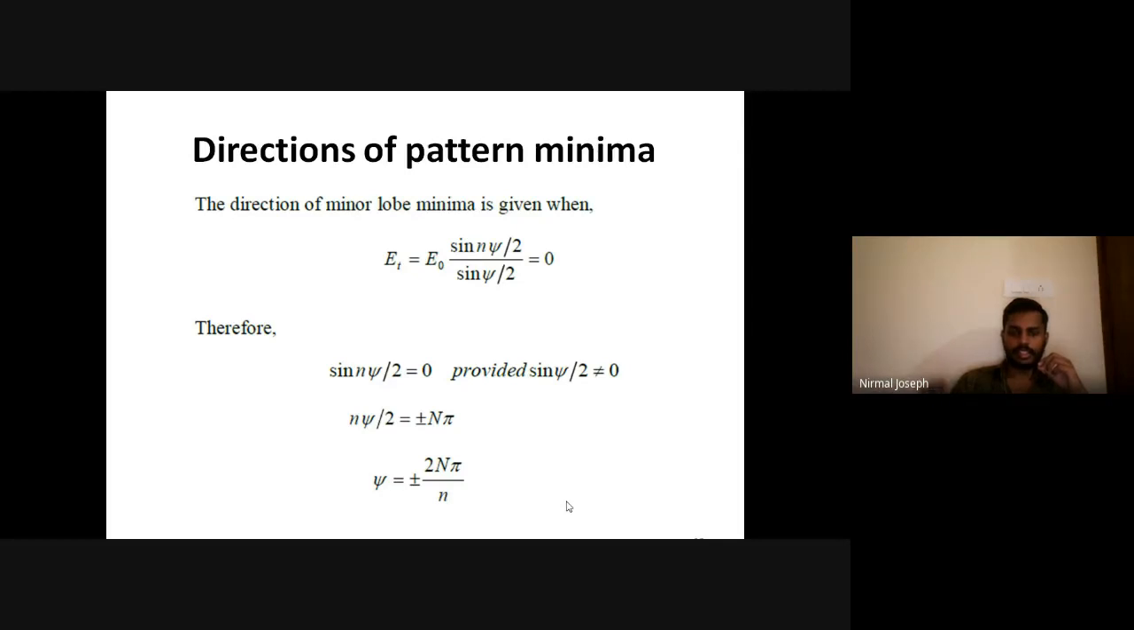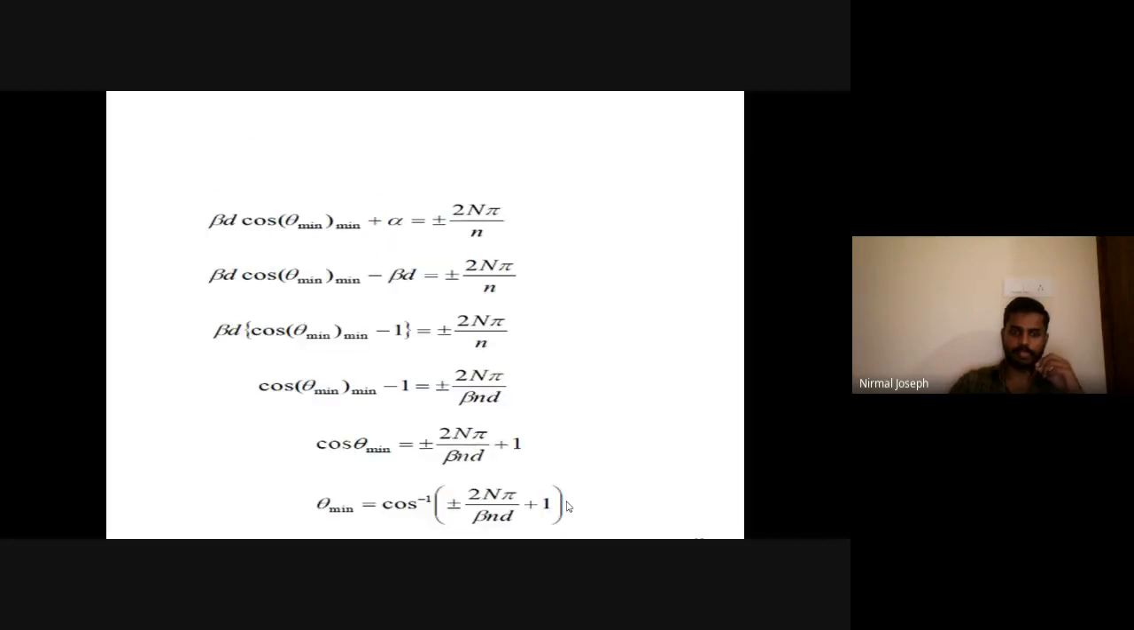Here, the condition is sin(n psi by 2) is 0, or n psi by 2 is plus or minus n pi. So psi we are getting from that as 2n pi divided by n. Same steps: psi is beta d cos theta. Here, we are finding out the minor lobe minimums. So theta minimum of minor lobes and alpha minus beta d.